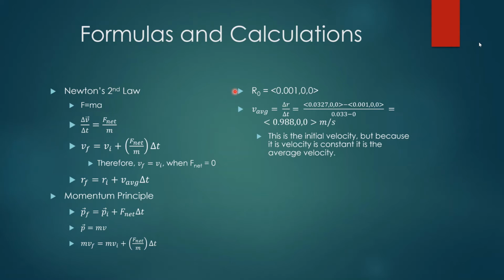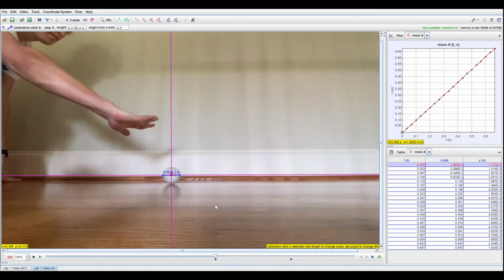The initial position from Tracker was 0.001. The average velocity equation can be used to find the initial velocity because our velocity is constant throughout, and that gives us a velocity of 0.988. As you can see here in Tracker, the ball was used as a measurement of length, which is a reference for the rest of the system.